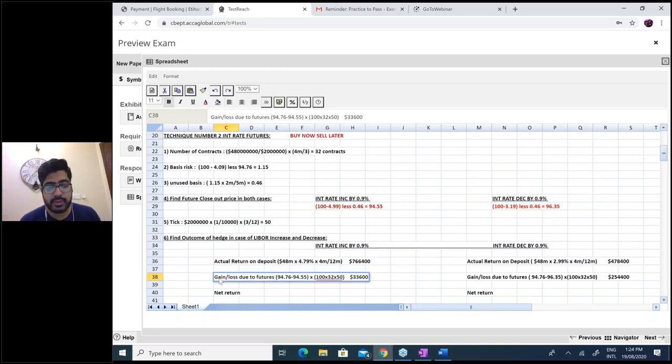So come here to the gain or loss on futures calculation. The strategy is buy now, sell later. I'm just mentioning for your reference, buy now is B, and sell later is S. So buy now for 94.76 and sell later for 94.55. Buy for 94.76, higher, and sell for 94.55, lower. It's a loss. A loss will reduce the return. Deduct it.